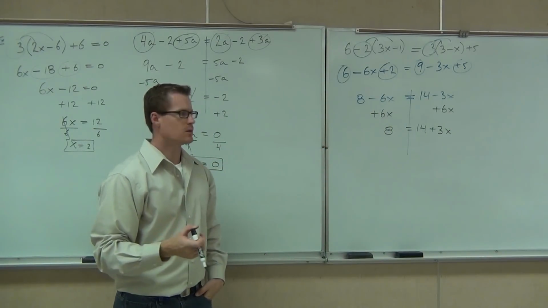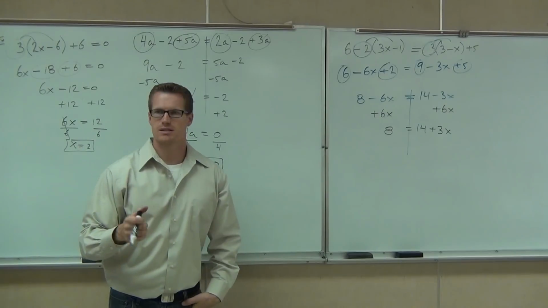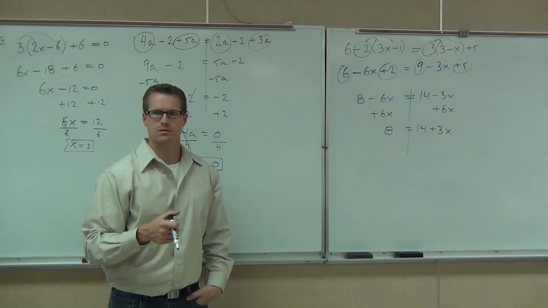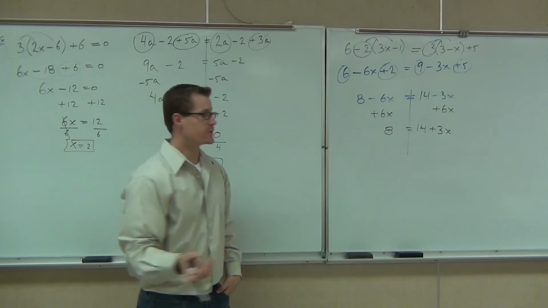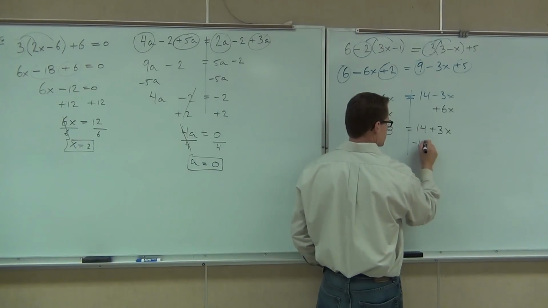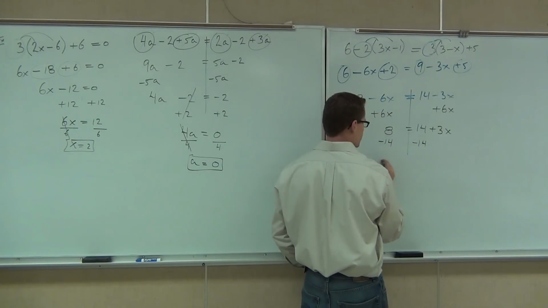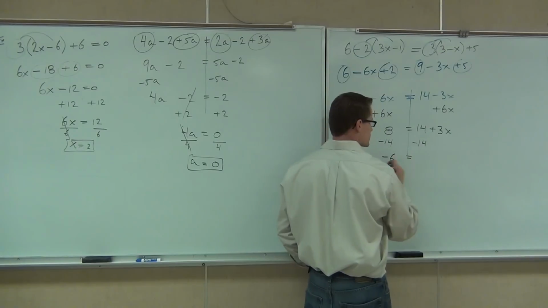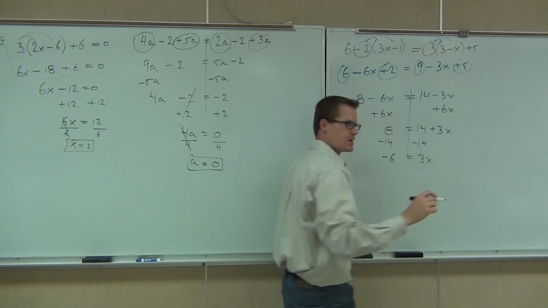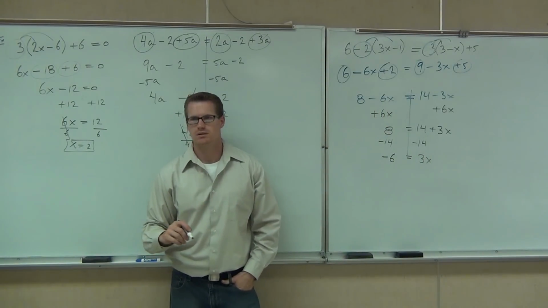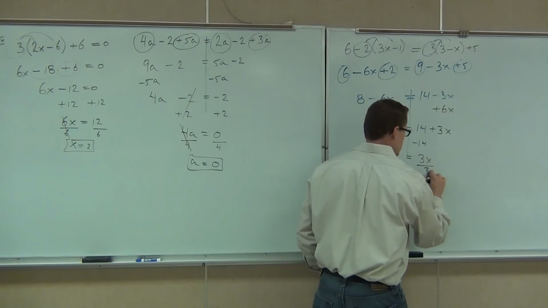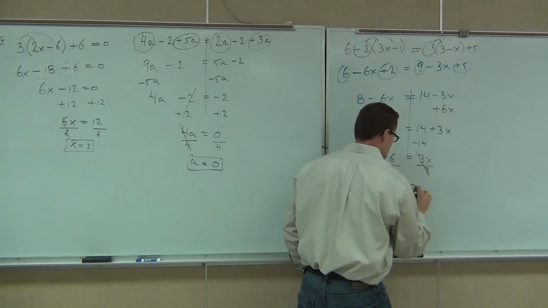We're almost done. Can you tell me what's the next thing we're going to do? Minus 14. Good, that's our constant term. We do subtract that from both sides. Negative 6 equals 3x. And last step, everybody, what's now? Divide. Good. If we divide by 3, how much are we going to get? Negative 2.